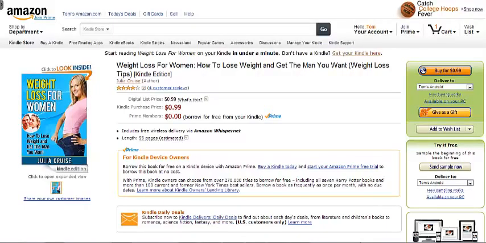What I'm going to do is use one of my publishing clients as an example. She's got several books right now, and they're all at different stages of the pricing strategy and the promotion strategy that I use. So I'm just going to use these books to illustrate the point for you.